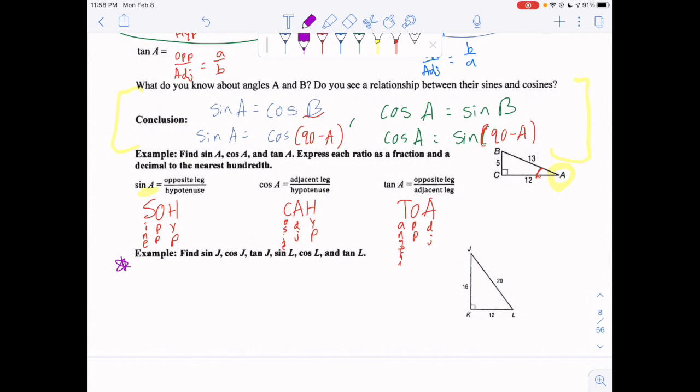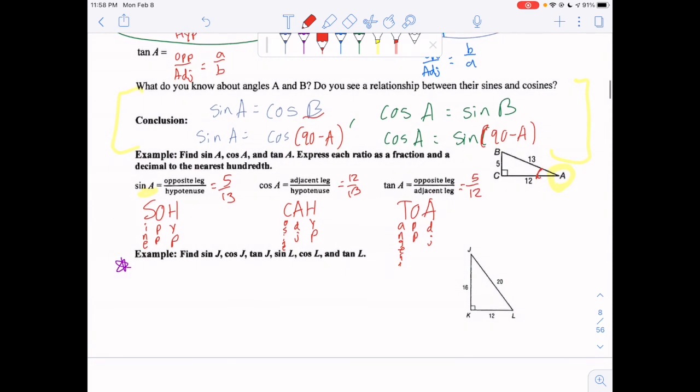Sine A would be opposite over hypotenuse, 5 over 12 for me. Wait, 5 over 12? Nope, 5 over 13. Cosine would be 12 over 13. Tangent would be 5 over 12. Okay.